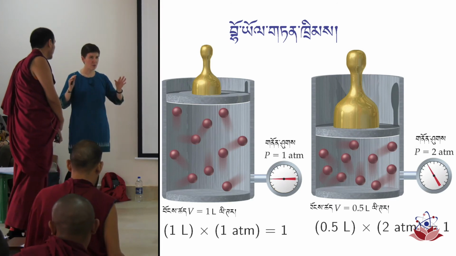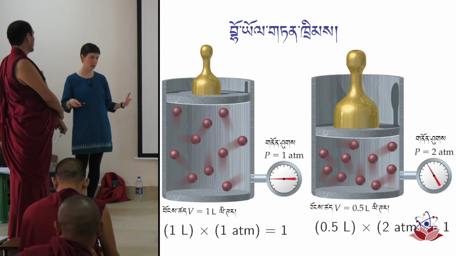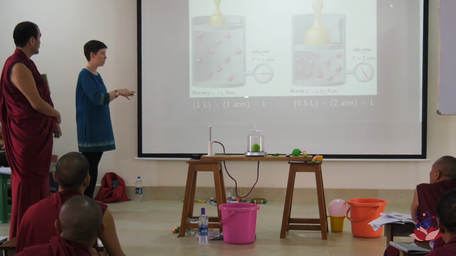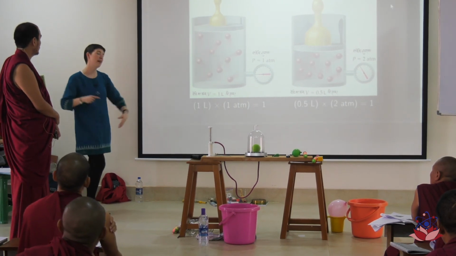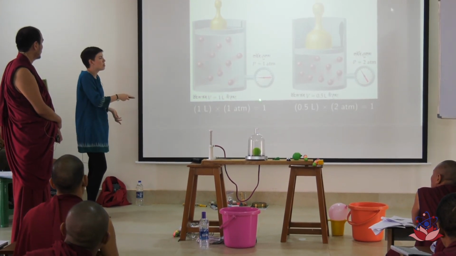Now, the right side of the equation won't be 1 for every single container of gas, but this container of this gas in particular, it works out to be 1. I might have a bigger container with a lot more gas in it, and then maybe this number will be different.